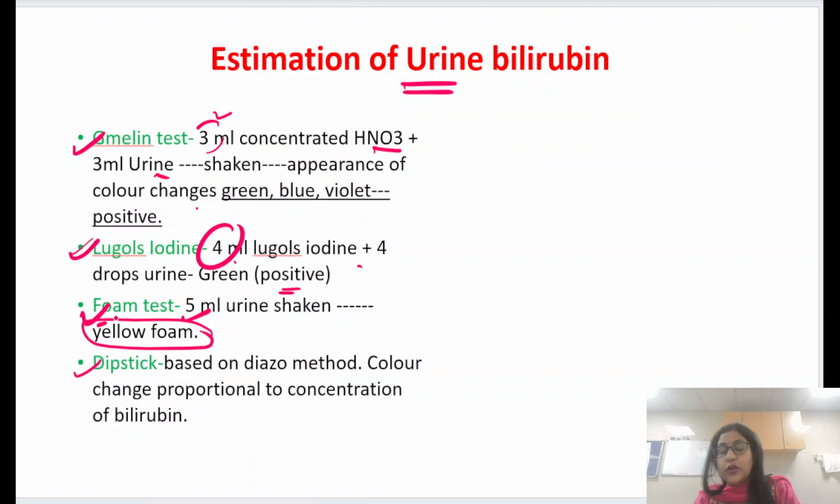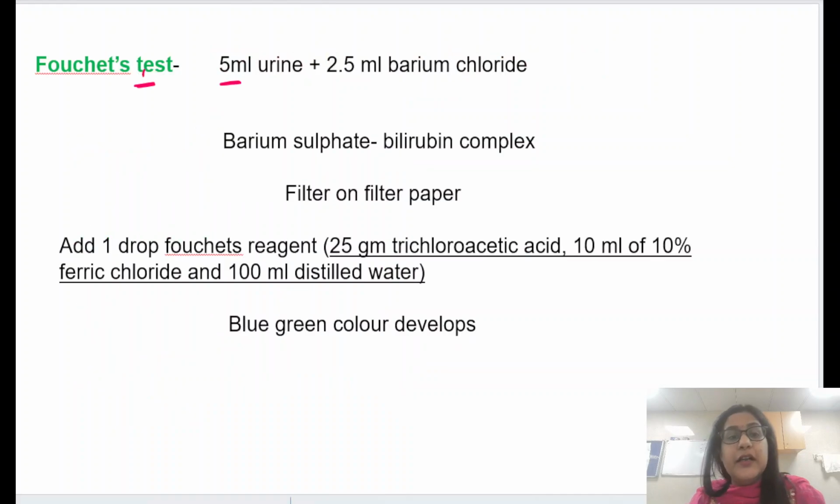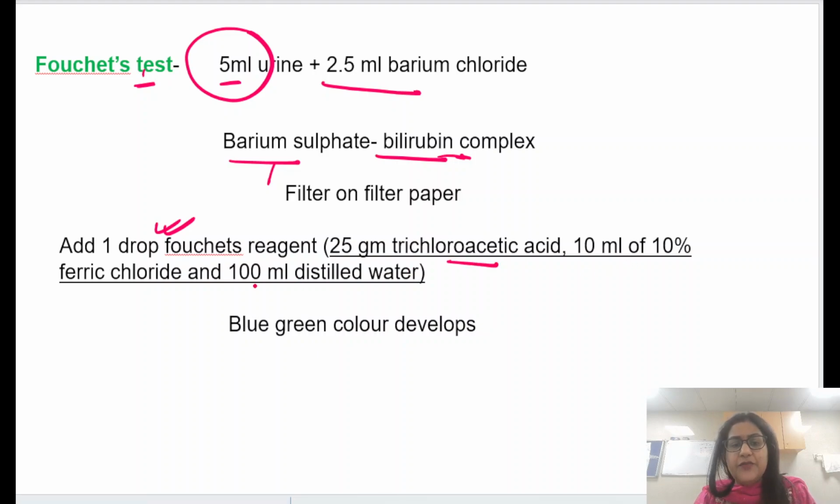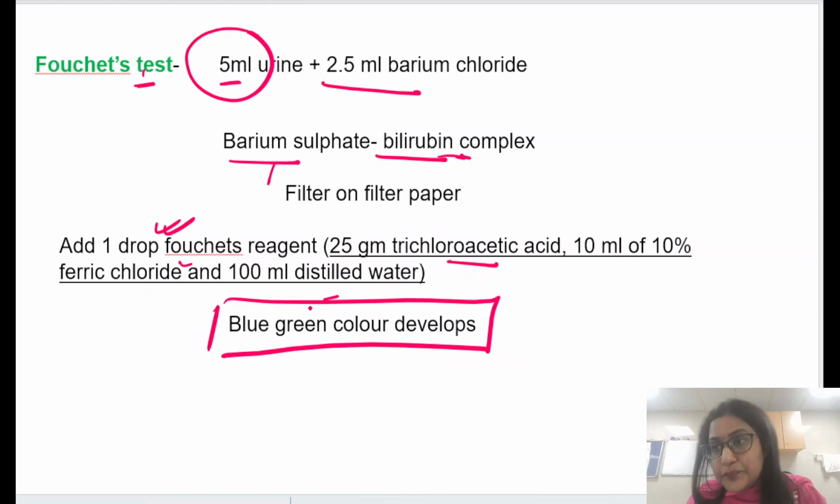Then the dipstick test is based on the diazo method only that we have discussed earlier. And Fouchet's test: you take 5 ml urine, then you add 2.5 ml of barium chloride. It forms a sulfate complex with the bilirubin. Now you have to filter this. When you filter, you get only this complex on the filter paper, and then you add a drop of Fouchet's reagent, which is a compound of trichloroacetic acid, ferric chloride and distilled water, and then it gives you a blue-green color. This test is asked sometimes in your practical exams. You have to perform it. It is a pretty simple test that you can do on your own.